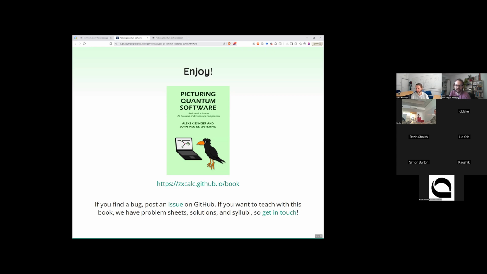I see that Leah says that someone called it the Crow book to make it rhyme with Dodo book. So yeah, I teach a course which is half based on this and half based on the Dodo book, which I call the Crodo book, or course.